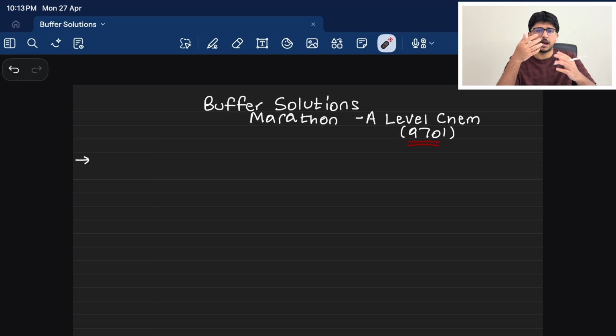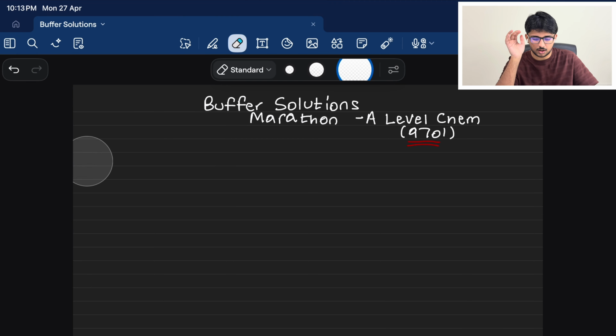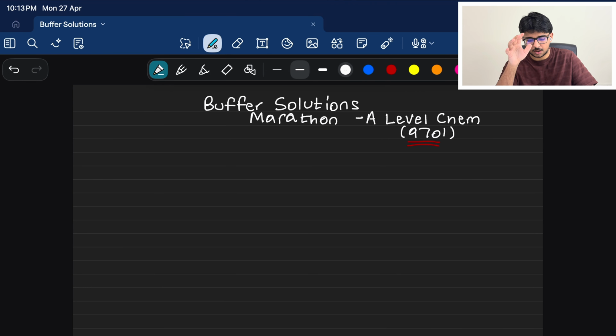This basically is a marathon of buffer solutions, meaning that I'm going to assume you have absolutely no idea of buffer solutions. You have zero idea about it. So just forget everything and just focus on this one stream slash recording. And then you shall be good, inshallah, for your P4 exams. Right. Now, let's start.